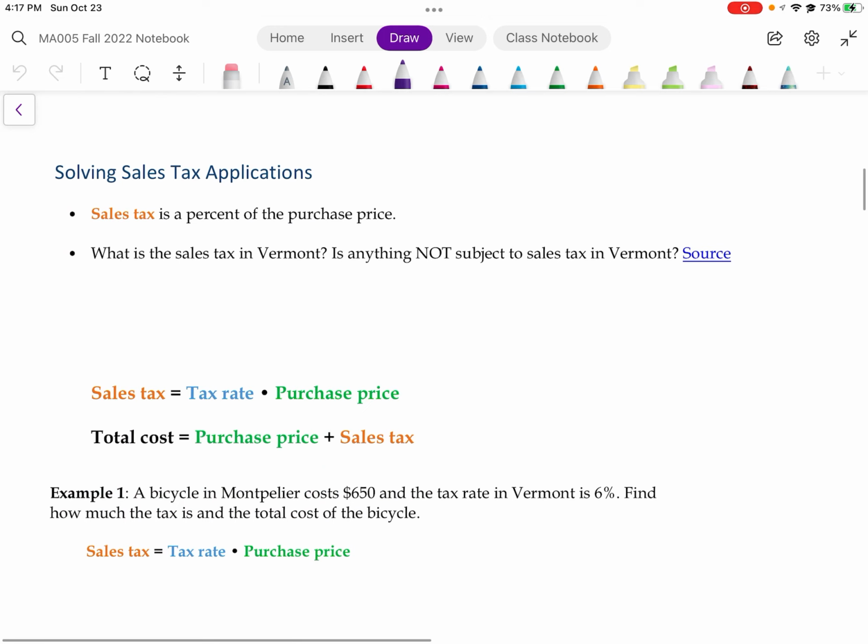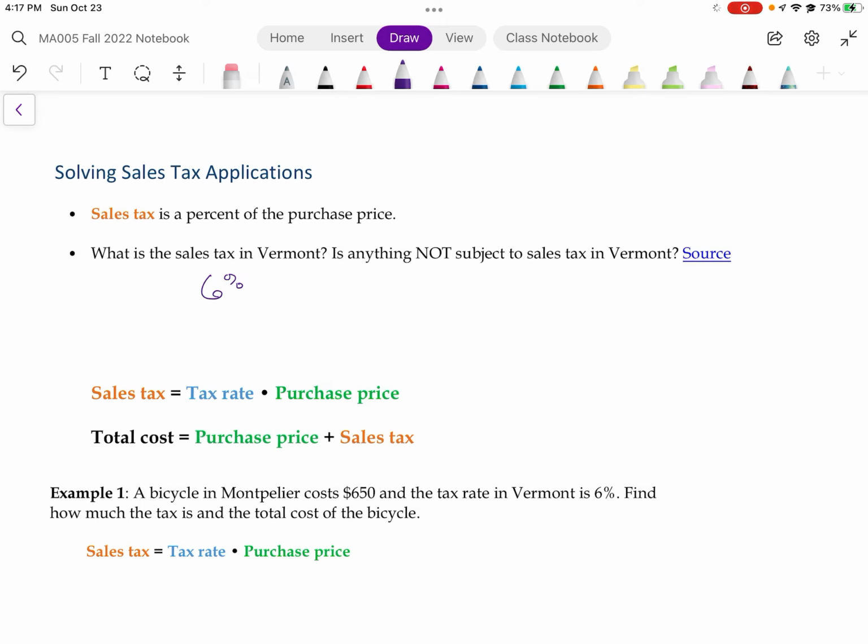All right, solving sales tax applications. So sales tax is a percent of the purchase price, right? Percent of the purchase price. So what is the sales tax in Vermont? We are in Vermont here, so let's talk about Vermont. The sales tax here is 6% for most things.